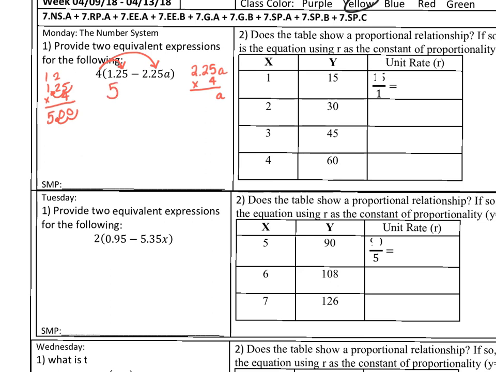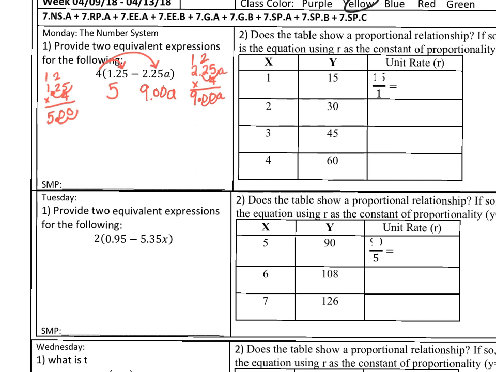And then I'm going to do 2.25 times 4. 4 times 5 is 20. 2 times 4 is 8. 8 plus 2 is 10. 2 times 4 is 8. 8 plus 1 is 9. I have 2 decimal places, 2 decimal places. So I have 9.00a.